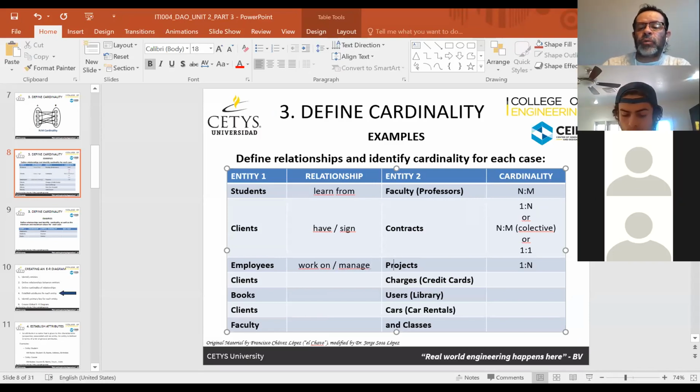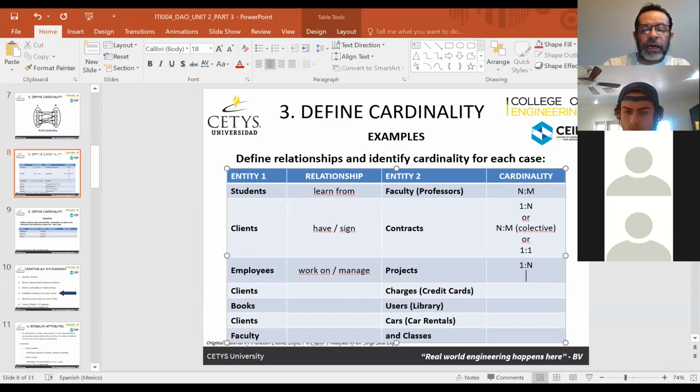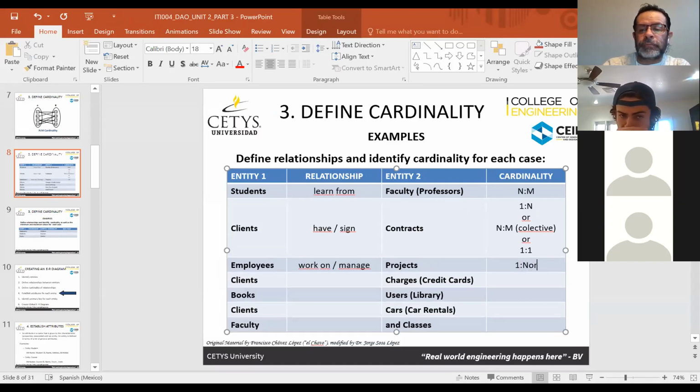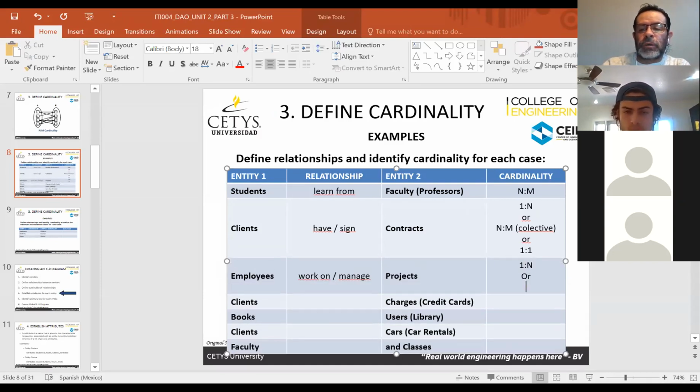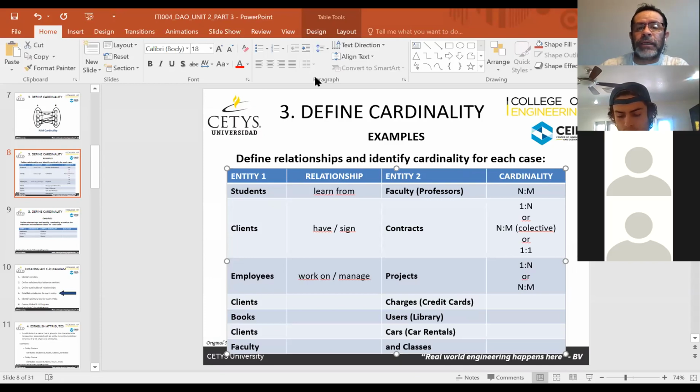And in that situation, we could have a 1 to n, or we could also have an n to m, where we could have one employee managing or assigned to a project, or we could have many of them assigned. Any of those two situations could also be valid depending on the situation.